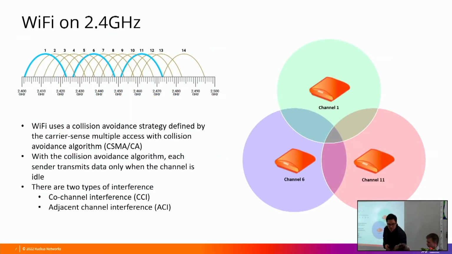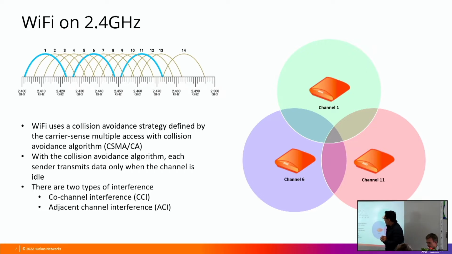So I want to talk about Wi-Fi operation. So 2.4 gigahertz, there are 14 channels. Most countries use 13. There is a 14th channel, but nobody tends to use it. These channels overlap. So when things overlap, you get interference, right?